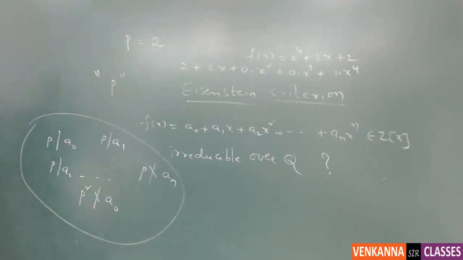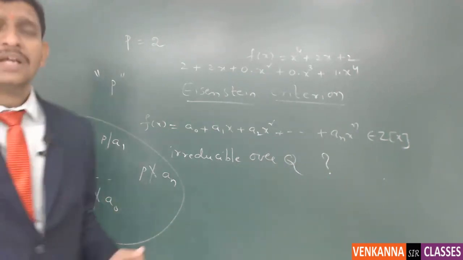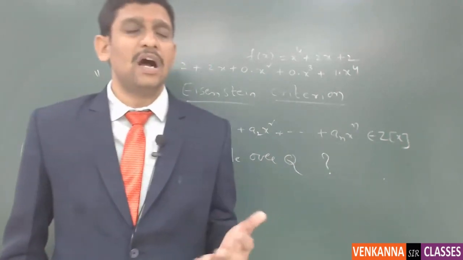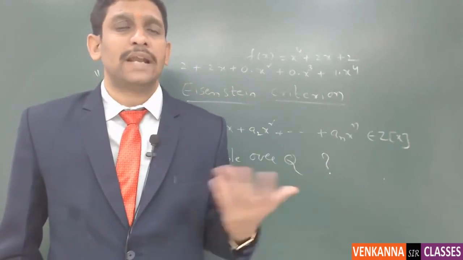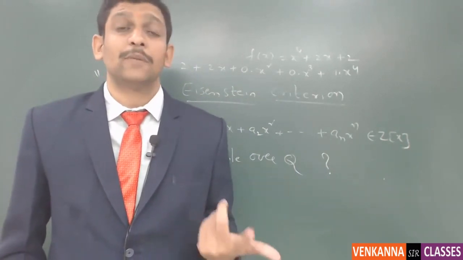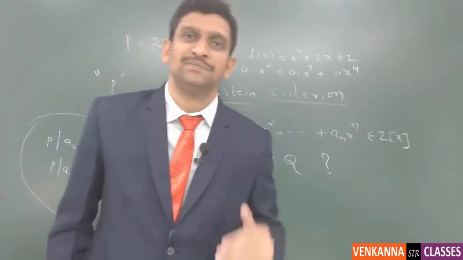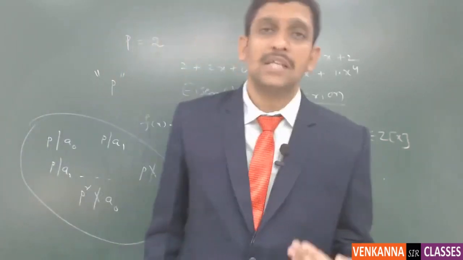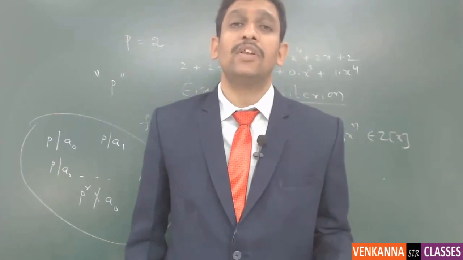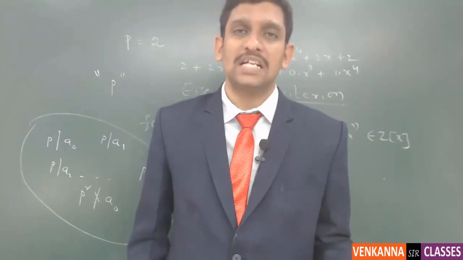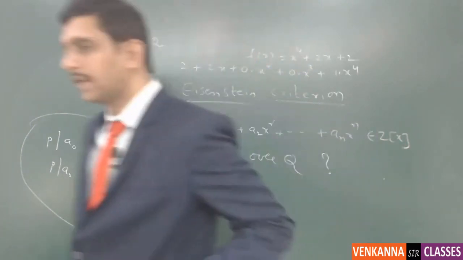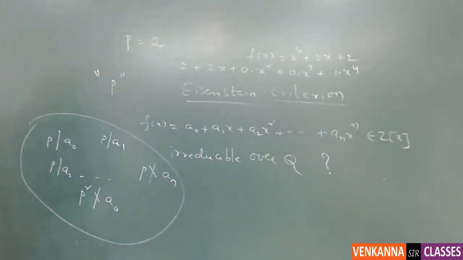So here we need to understand one more thing: Eisenstein criteria gives results for most polynomials, but it is a sufficient condition, not a necessary one. It means that there are some polynomials for which the Eisenstein criteria is not satisfied, and yet they are irreducible. Okay?